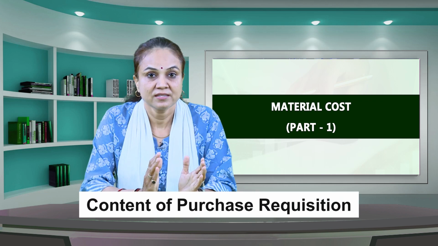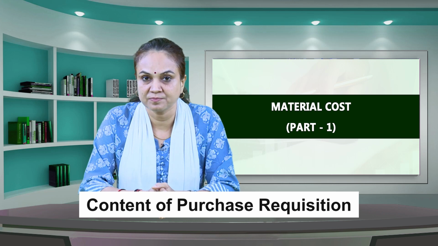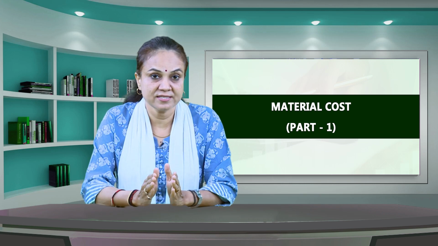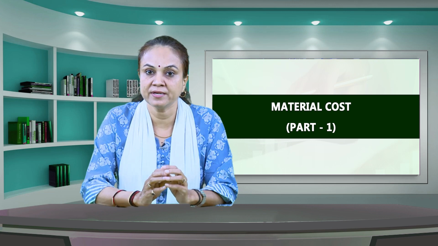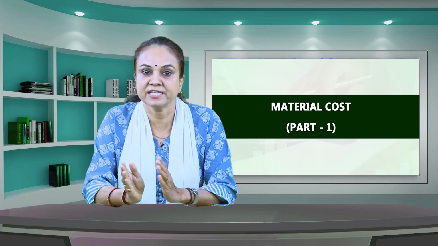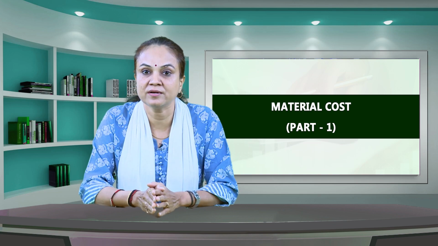Now, let's discuss the content of purchase requisition. Purchase requisition contains the following so that proper control records can be maintained, and this includes requisition number, date of requisition, code number of item which is required, description of item, quantity of item, date by which item is required, signature of the person initiating the requisition, signature of one or more executives approving the requisition if any required.